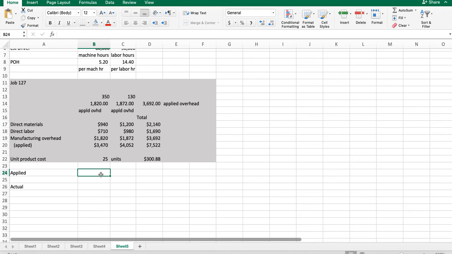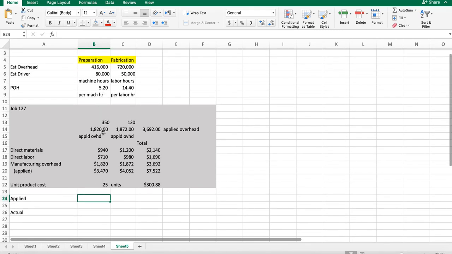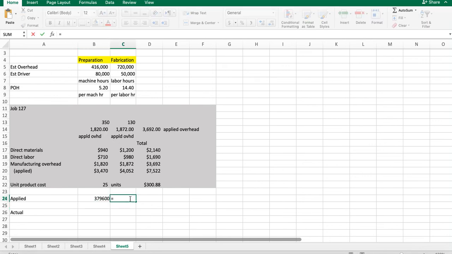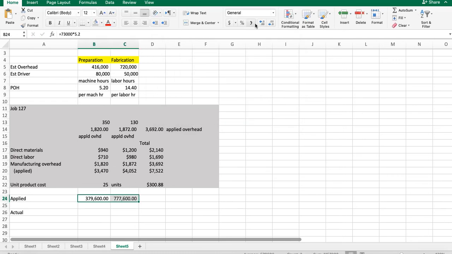So the applied overhead, remember in this department it's $520 per machine hour. We worked 73,000 machine hours. So that's how much overhead we applied there. And then we look at our company as a whole and we see we worked 54,000 direct labor hours in fabrication. And so that would be the amount of overhead we applied there. So we applied $379,600 plus $777,600. Is that right? Yep, that's right.